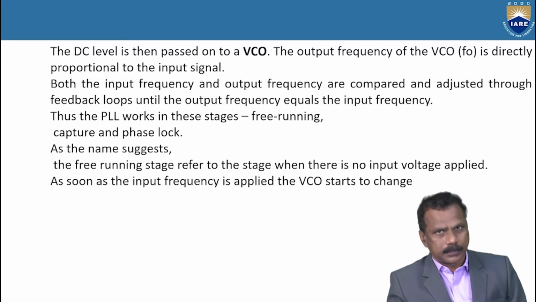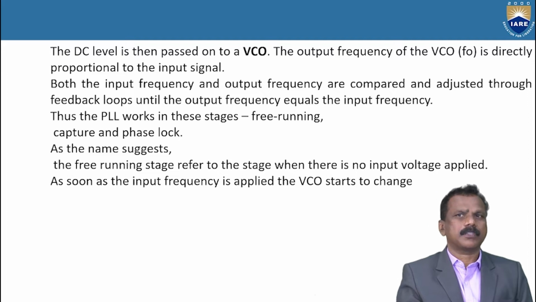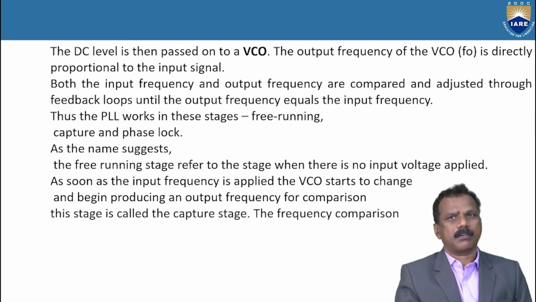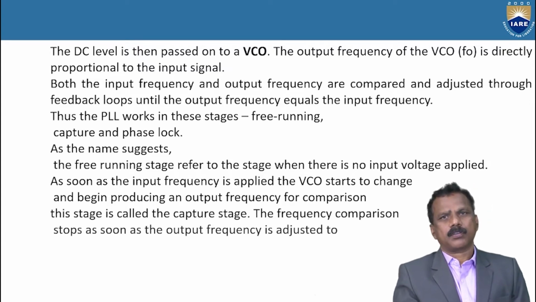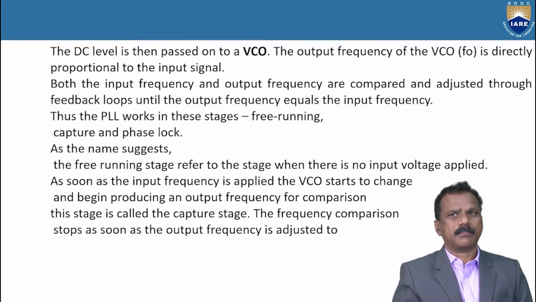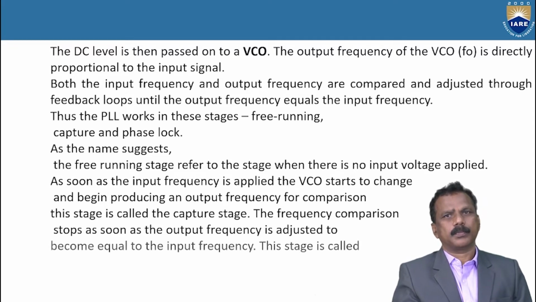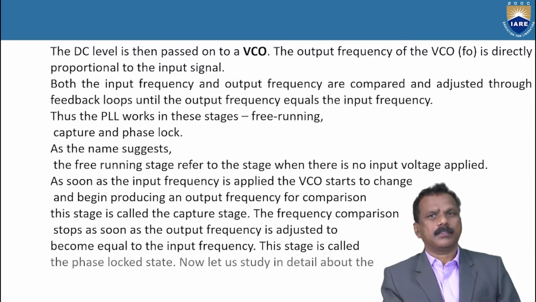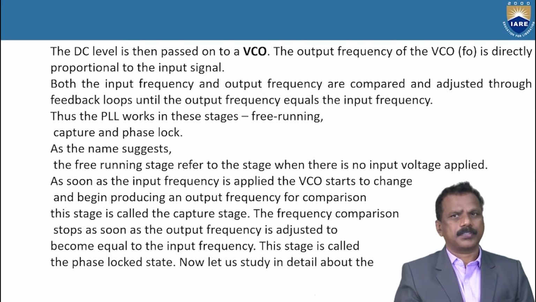Within this, as soon as the input frequency is applied to the VCO, it starts to change and begins producing an output frequency for comparison. This stage is called the capture stage. The frequency comparison stops as soon as the output frequency is adjusted to become equal to the input frequency. This stage is called the phase locked stage.